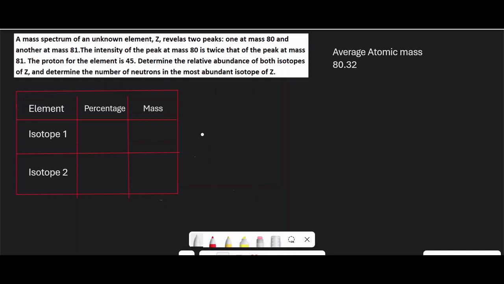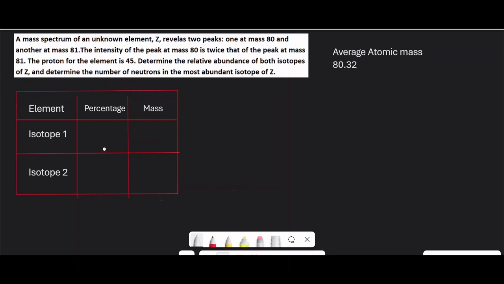Hello students, in this video we are going to solve some problems, and if you have not watched my previous isotopes video, I would highly recommend you to watch that video so you can really understand the problem here. First I have drawn this table because this table would make things a lot easier and a bit more organized when you try to solve problems.